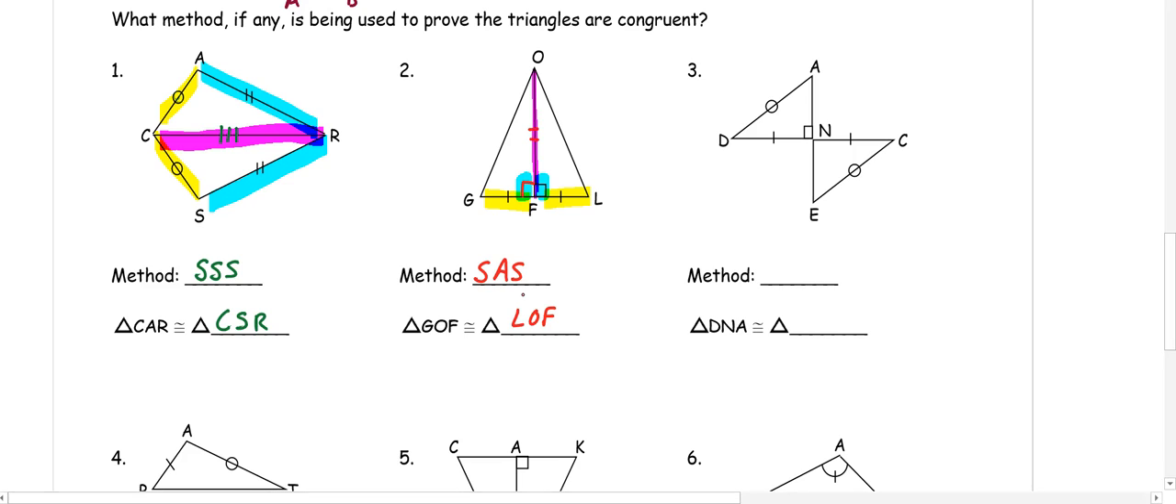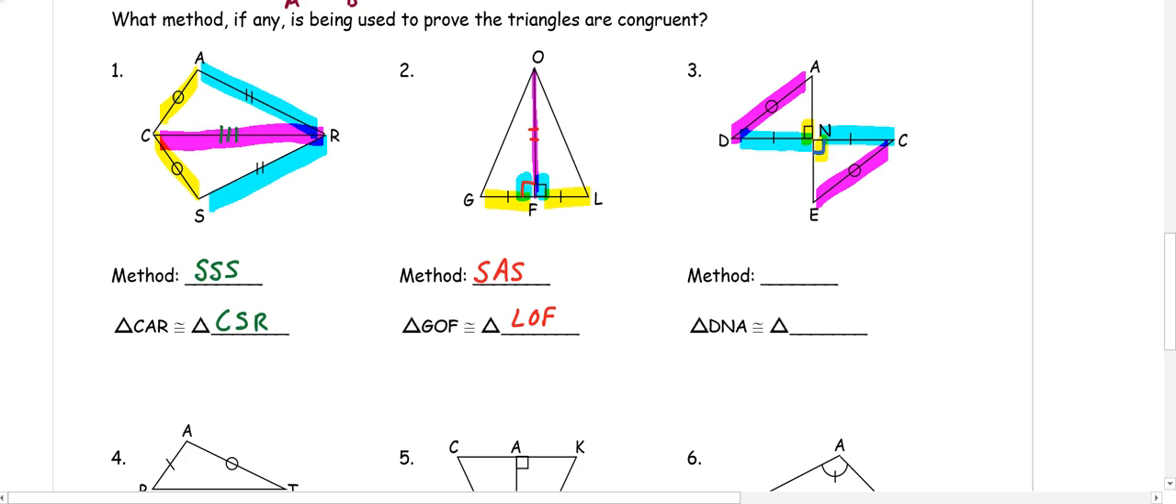Number 3, so in a bow tie problem, you always have vertical angles. So if this is a right angle, this is another right angle. So in this case, I have right angles that are congruent. I have one side that's congruent to another side, and then I have another set of sides. Now we have to be careful here because I have 2 sets of sides, but this is not a side angle side problem because the angle is not between the 2 sides.